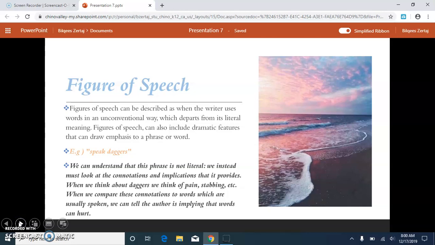Well, what is a figure of speech? Figures of speech can be described as whenever the writer uses words in an unconventional way, which departs from its literal meaning. Figures of speech can also include dramatic features that can draw emphasis to a phrase or word. For example, the phrase "speak daggers." We know that this phrase is not literal, but we understand the connotations and implications that it provides. When we think about these, we could tell that the author is implying that words can hurt.